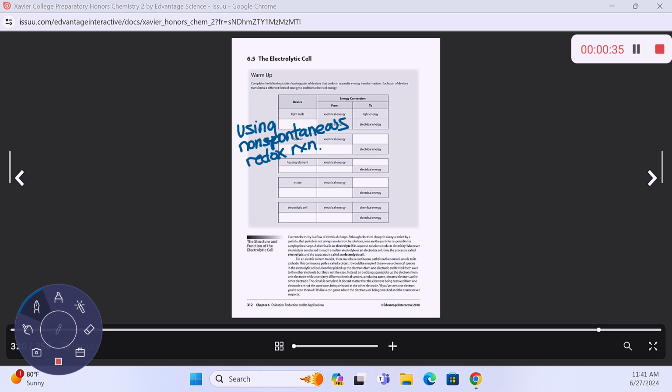And anytime you've got a solution of something that conducts electricity, that substance is known as an electrolyte. And whenever we put electricity through an electrolyte solution, this process is called electrolysis, and the apparatus that we use is an electrolytic cell. So last section was electrochemical cells. This section is electrolytic cells, okay? And let's take a look at the next page.